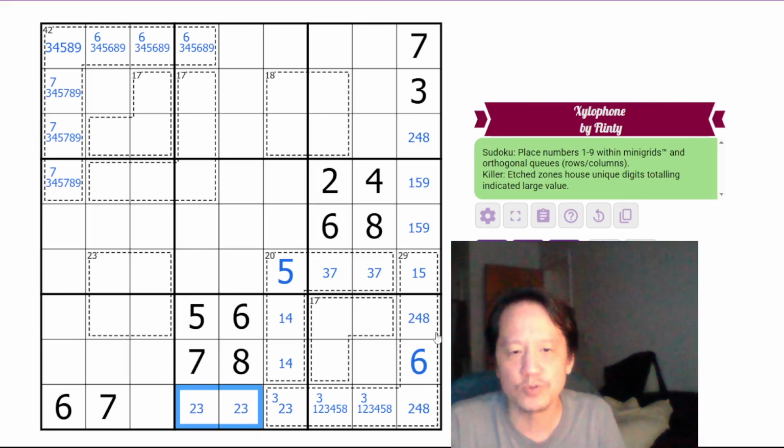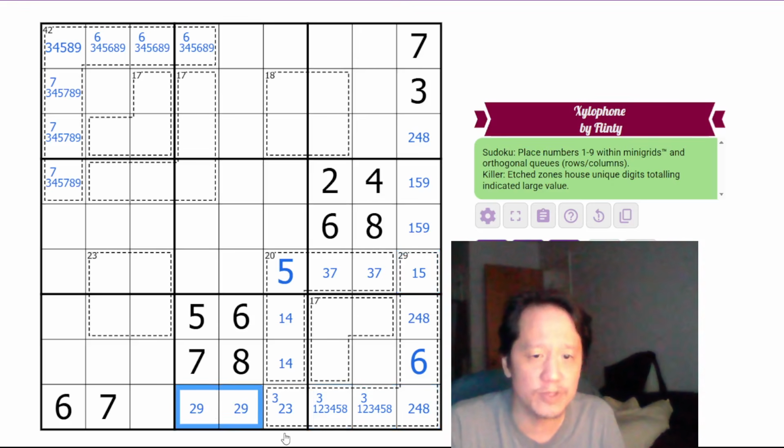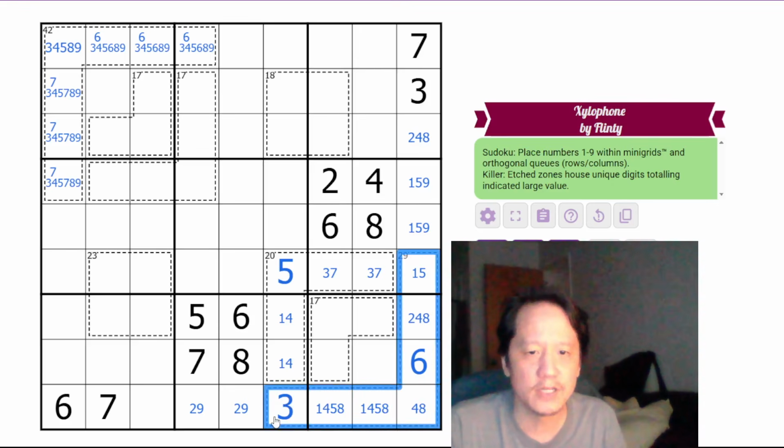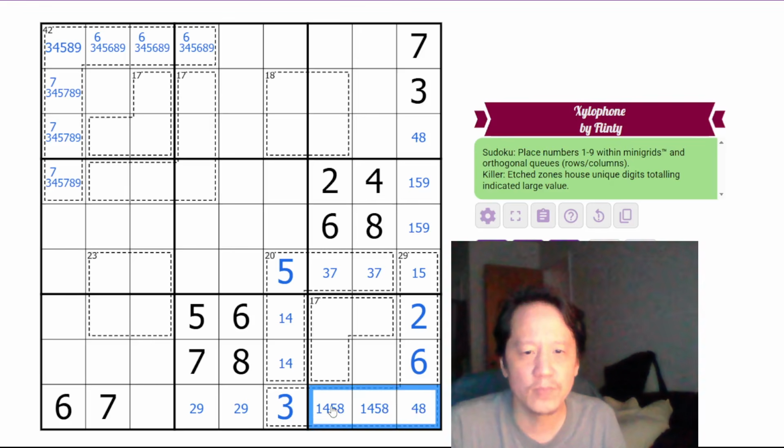So this is now 2, 3, and 9. We are guaranteed a 3 in this cage, so this cannot be 3 here. This is 2, 9 as a pair, which eliminates 2 and 9 in the rest of the row. So this is guaranteed to be 3 here. No 3 here. We have to have a 2 somewhere in this cage to add up to 29. So this is 2, which means this cannot be 2 here. And we are left with this digit being a 1 or 5, because this is 1, 4, 5 guaranteed here.